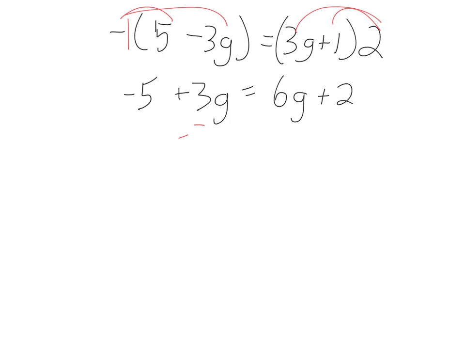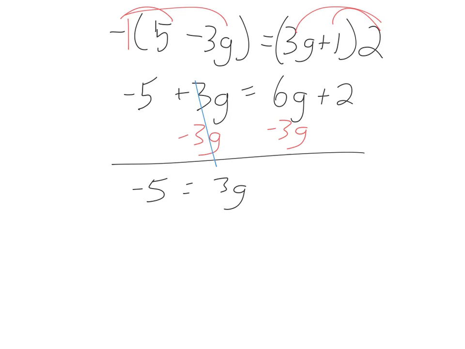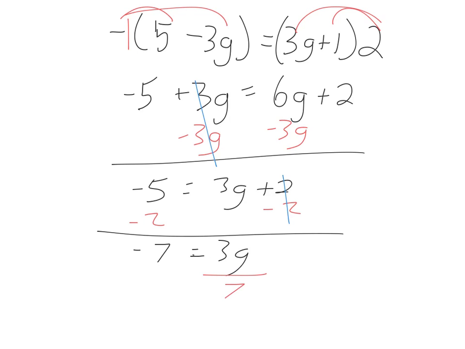So now I'm going to move this 3g by subtracting 3g from both sides. They cancel. I'm left with negative 5 equals 6g minus 3g is 3g, plus 2. And then I'm going to subtract 2 from both sides. So I'm left with 3g equals negative 7. I'm going to divide both sides by 3. So g equals negative 7/3.